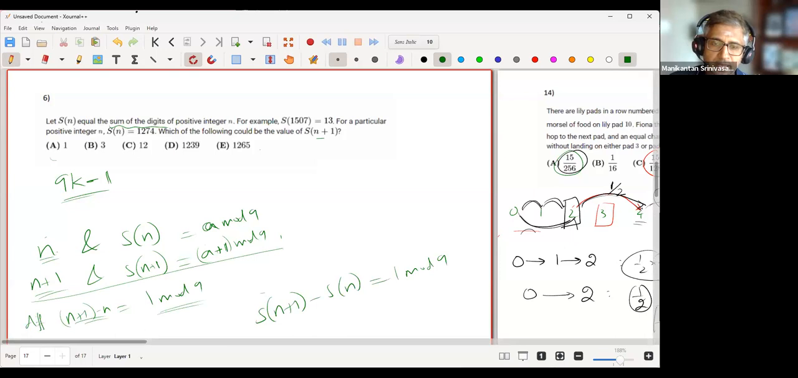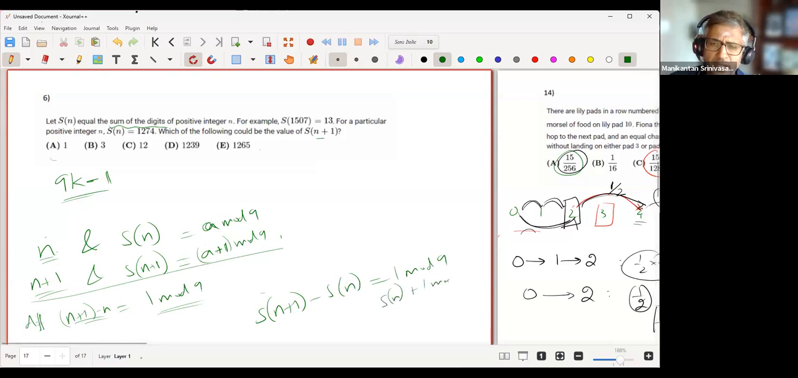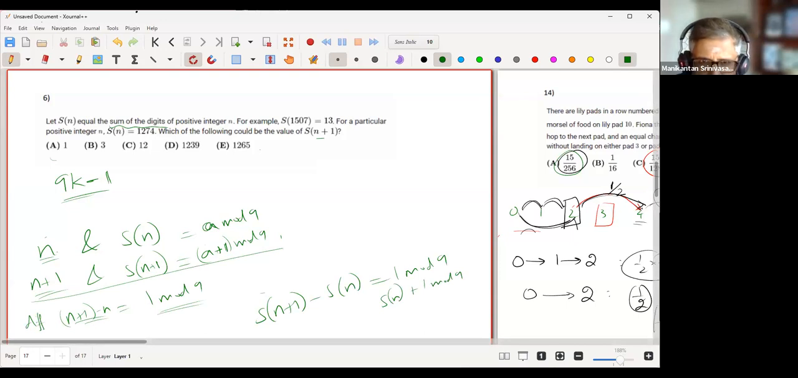Which is exactly what she was saying. But then I'm getting s of n plus 1 modulo 9. Where are you getting minus 1 modulo 9?